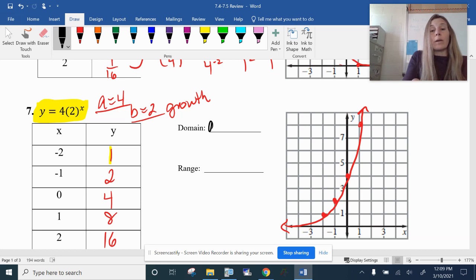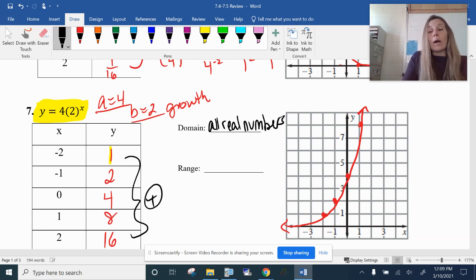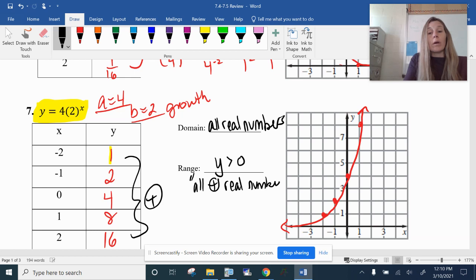Therefore, the domain would be all real numbers. In our range, again, they're all positive values here for y. You can see the whole graph is above the x-axis where all the y's are positive. So you could just write y is greater than 0, or you can say all positive real numbers.